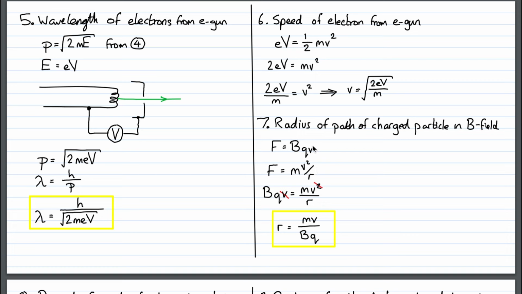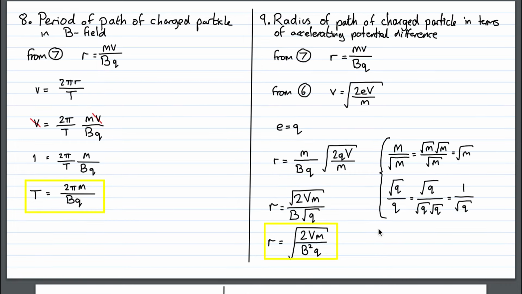If BQV equals F and mv squared over r equals F, then BQV equals mv squared over r. Now we can cancel one of the v's from both sides and make r the subject, and we get the equation we can see at the bottom there. r equals mv over BQ.